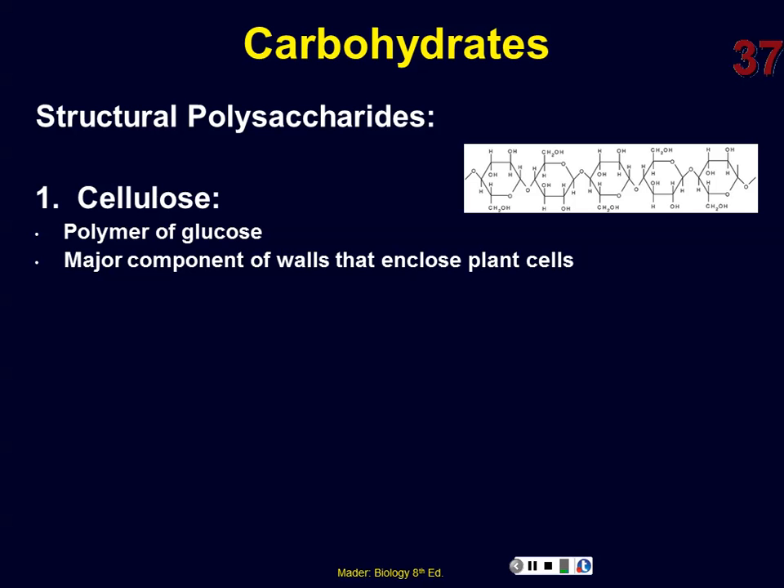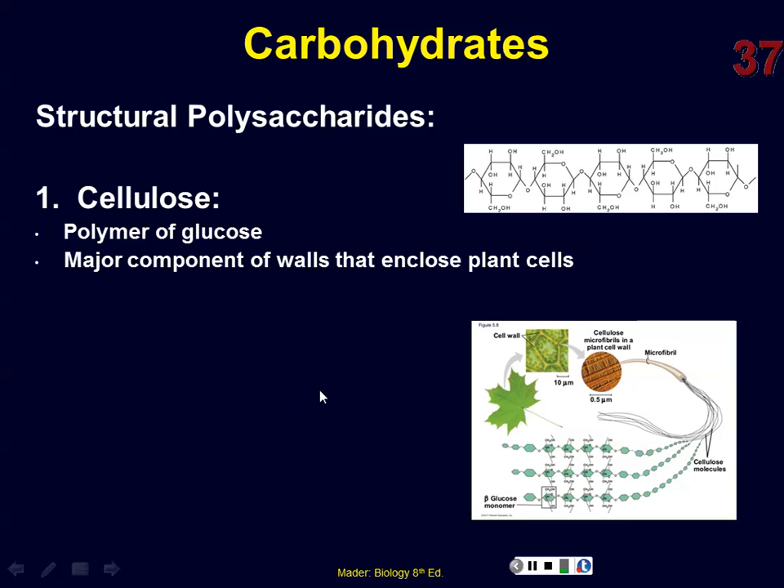Plant cells have what's called a cell wall that is there for structure. It gives rigidity to the cell. It's for protection, and it's made out of cellulose. Okay, so there's glucose, glucose, glucose. This cellulose is very important in our diet.